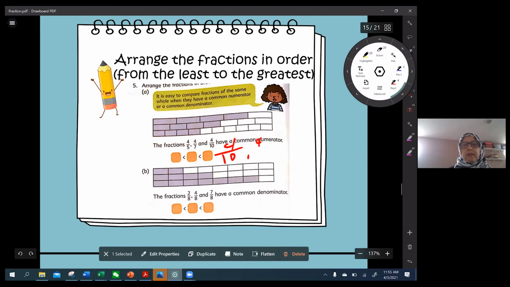Could you please explain why you arranged the same numerator like that? The bigger the denominator, the smaller the fraction, and the smaller the denominator, the bigger. If the denominator is smaller, it's going to be bigger, and if the denominator is bigger, it's going to be smaller.